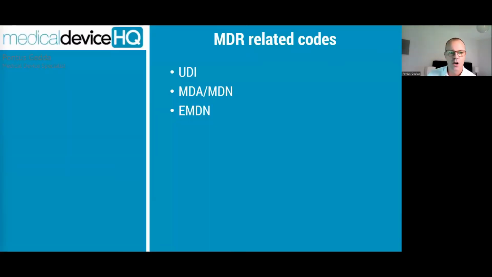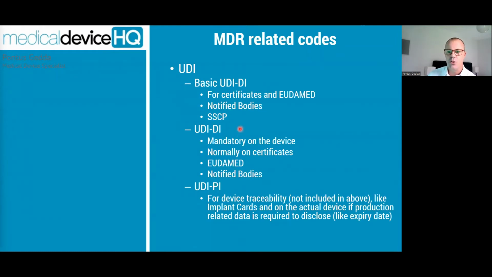So let's continue with some MDR related codes. These are the three I'm going to present briefly to you today. We have UDI, and we have what's called MDA, MDN, and EMDN codes. Let's start with the UDI, that is Unique Device Identifier. That's what it means, and that is a new requirement in Europe, or quite new. It has been in the United States, for example, for quite a long time.